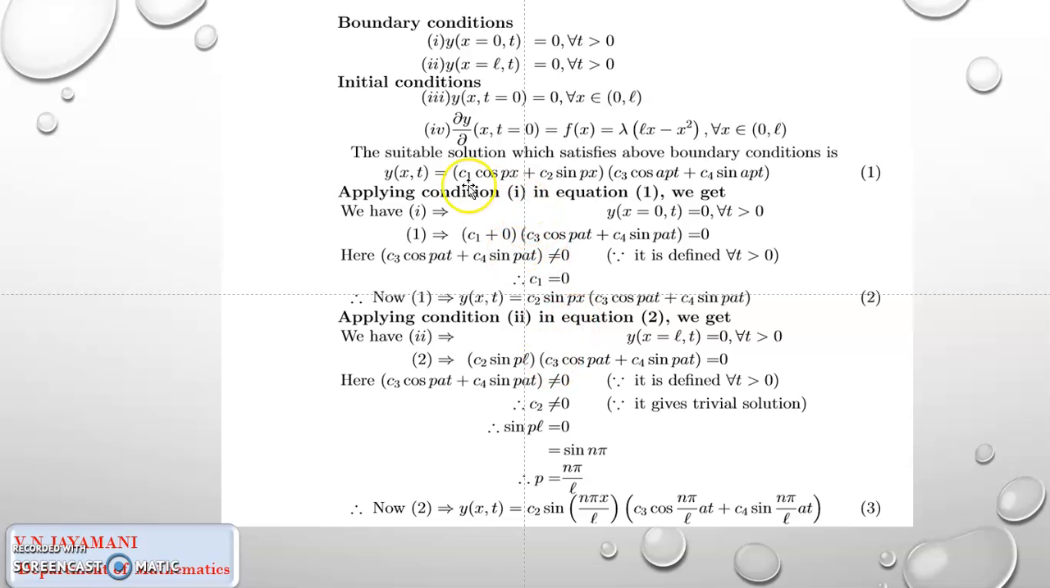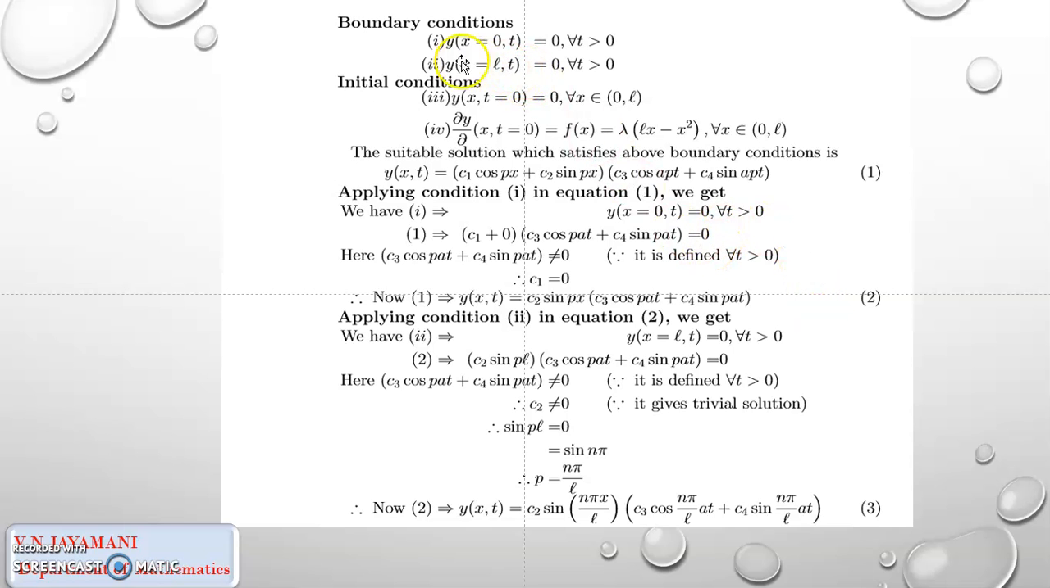If you apply x equal to 0, the cos 0 value is 1 and the sin 0 value is 0. Here no other x term is there, so from this we can understand c1 is equal to 0. Otherwise the whole term becomes 0 and the solution becomes a trivial solution. So the only possibility is c1 equal to 0. Therefore the solution becomes y of x comma t equal to c2 sin px into (c3 cos pat plus c4 sin pat). This is our equation number 2.